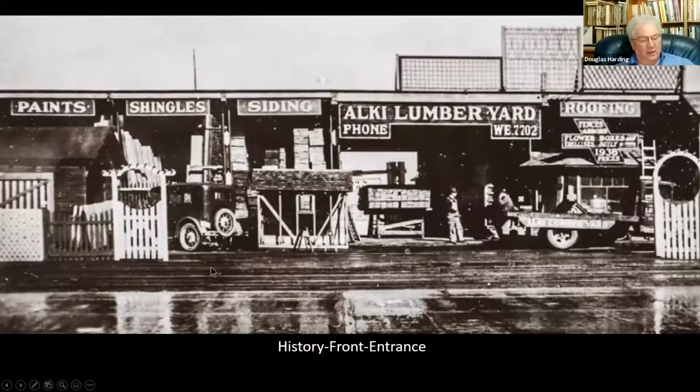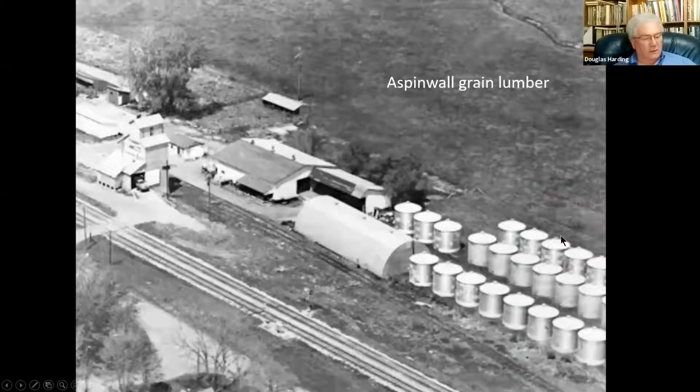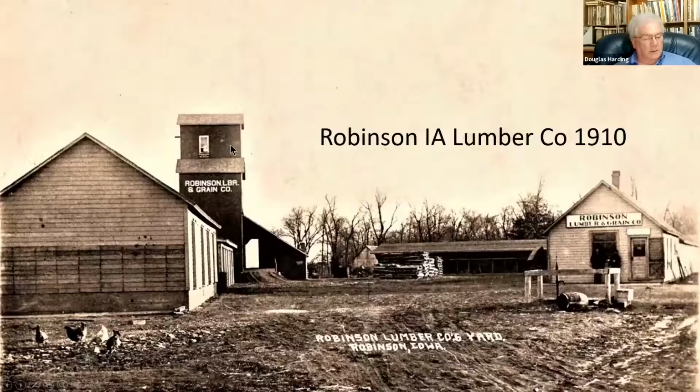1936 prices. And it looks like a little shed, garden shed or something being built here, and stacks of timber. So these could be very busy places selling all kinds of stuff. Here's another one in Aspinwall. I'm not sure where that's at, but as you can see, here's the open shed and the closed building, track there for unloading. This is Robinson, Iowa, about 1910.